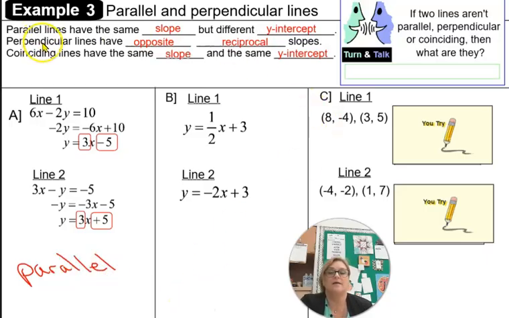Okay, then next, it tells us that perpendicular lines have opposite reciprocal slopes. Opposite reciprocals mean that we're going to change the sign from positive to negative or from negative to positive, and reciprocal is to flip that fraction. So in B, we have a slope of 1/2 in line 1, and negative 2 is the slope in line 2. 1/2 and negative 2 are opposite reciprocals, and so we see that these lines are perpendicular.